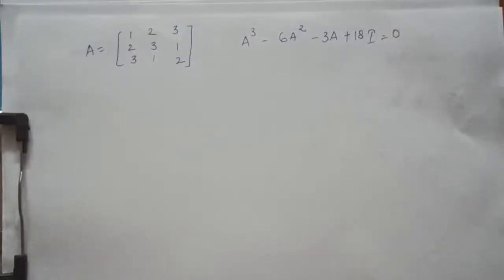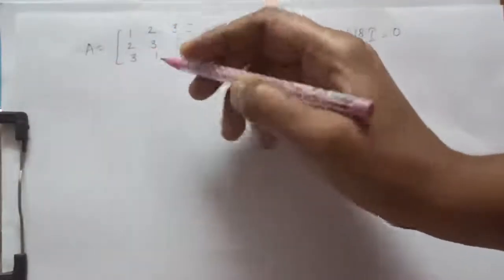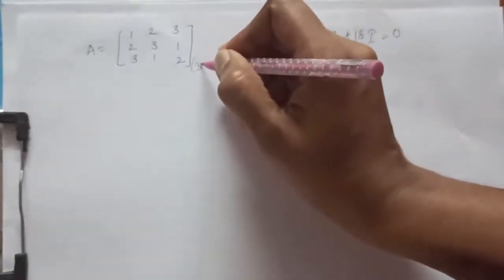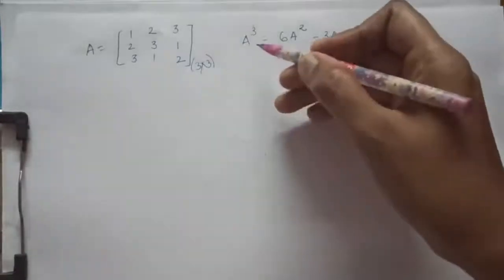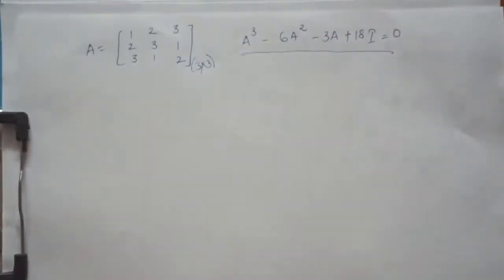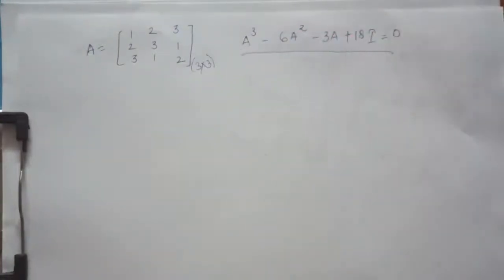This is another example of multiplication. In this question you can see A has been given and this is the matrix. The size of the matrix is 3 by 3, and the question is you have to solve this: A cube minus 6A square minus 3A plus 18I is equal to 0. First of all we will calculate one by one all these things.